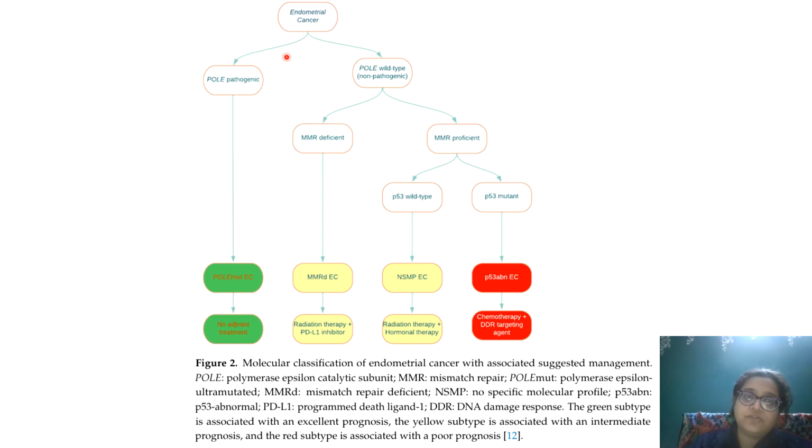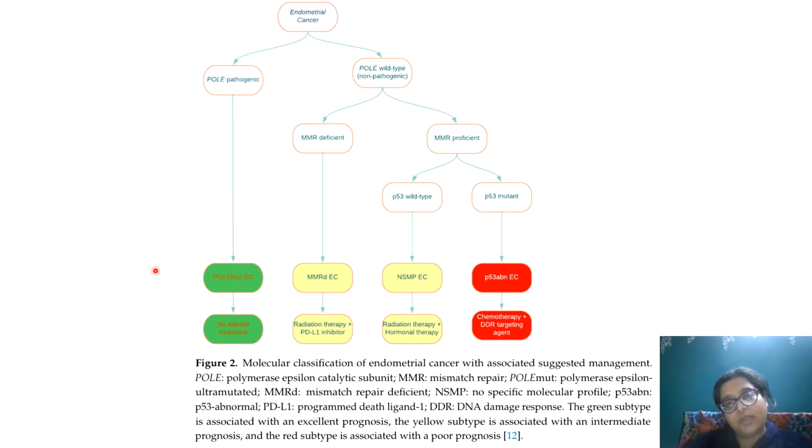So endometrial carcinoma, if it is mutated for POLE, then we just call it a POLE mutant EC and direct surgery, no adjuvant chemotherapy. If it is a wild type, meaning not mutated, then we go for MMR studies. You saw MSH6 in the previous image. We have to see whether it is retained or lost. If it is a deficient tumor, then it is an MMR deficient EC. Here we do a PDL1 inhibitor and give radiation therapy.